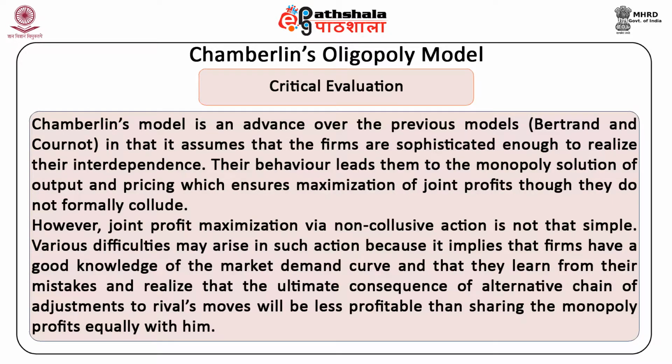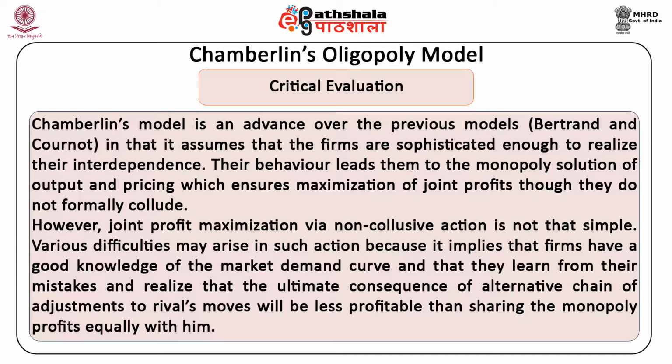Chamberlain's model is an advance over the previous models, that is Bertrand and Cournot, in that it assumes that the firms are sophisticated enough to realize their interdependence. Their behavior leads them to the monopoly solution of output and pricing, which ensures maximization of joint profits, though they do not formally collude.